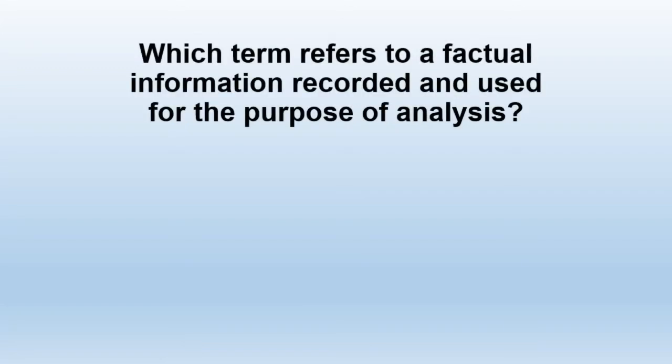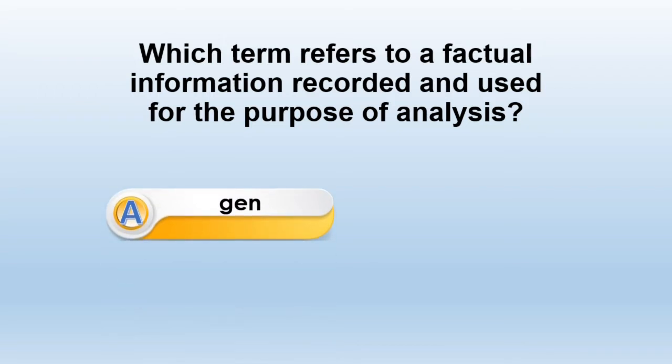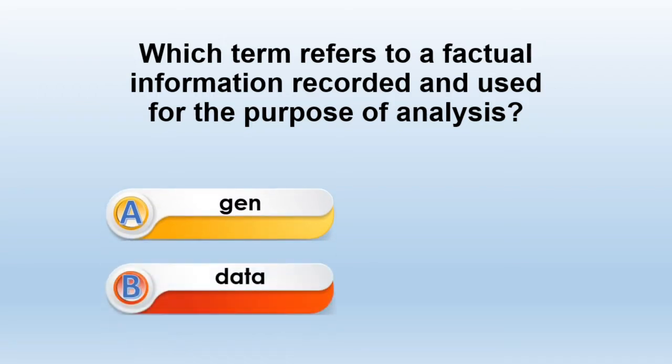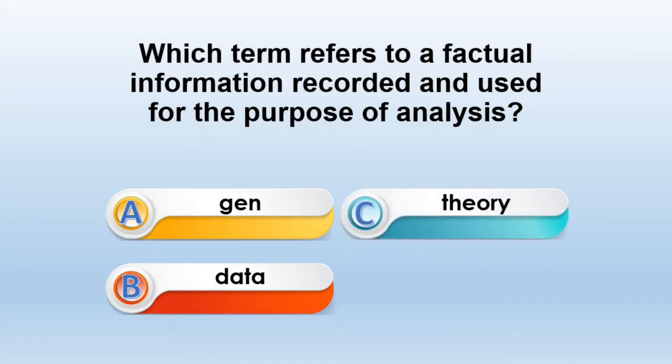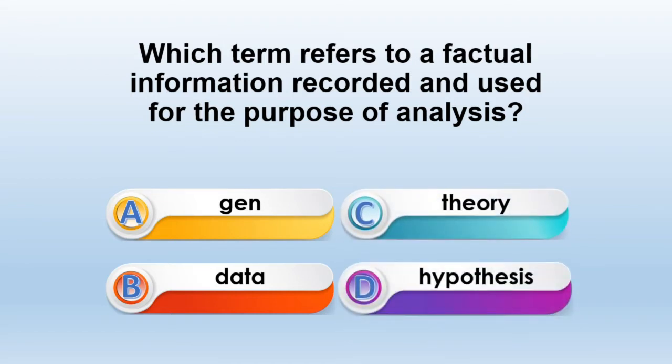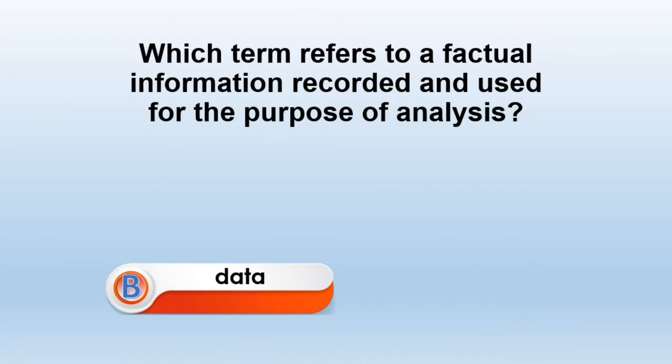Which term refers to a factual information recorded and used for the purpose of analysis? A. Gen. B. Data. C. Theory. Or D. Hypothesis. Great! The answer is B. Data.